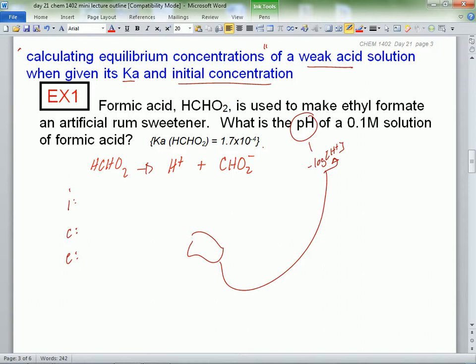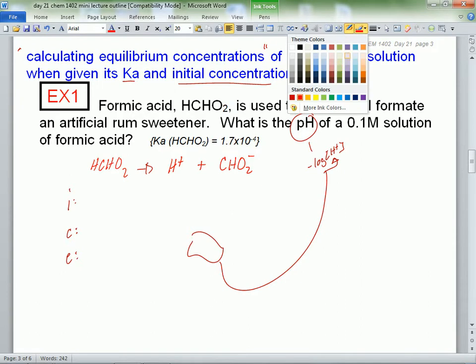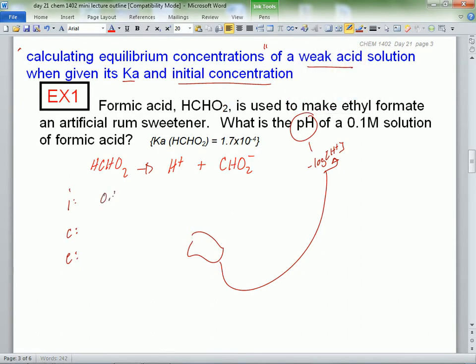Okay, the 0.1 molar. Where does it go? Perfect. 0.1 molar. We don't put in units, do we? We just kind of put in 0.1. What do we put in for H plus and formate? Dashes. Good. I should move my box over a little bit. My H plus is right here.